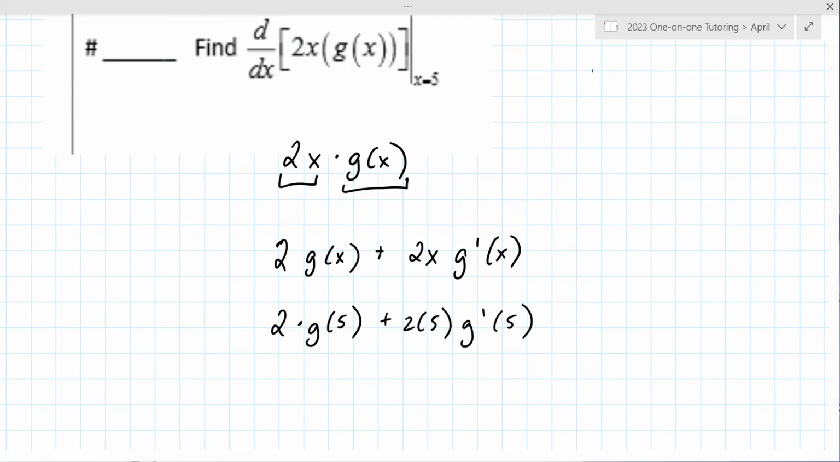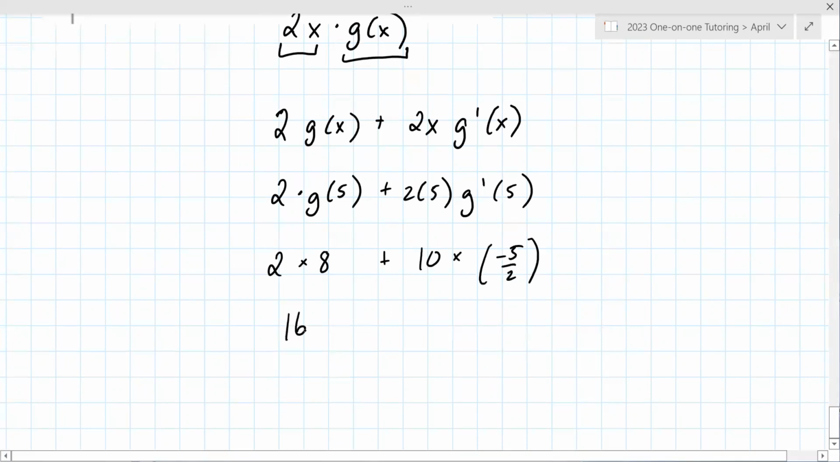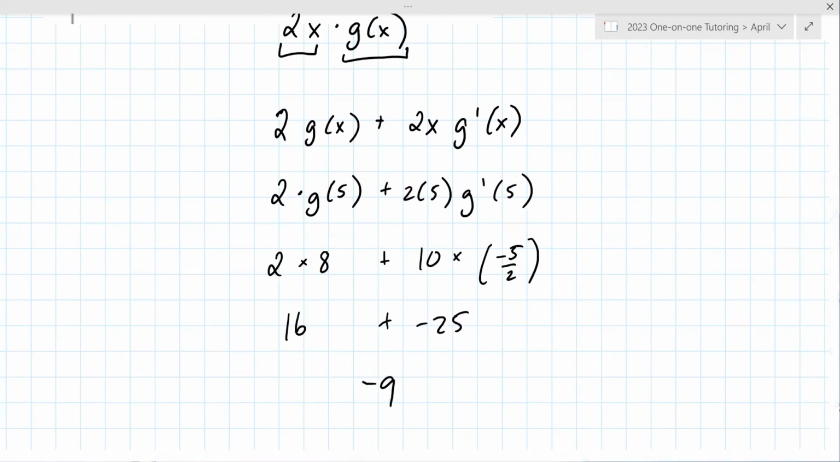Okay, and then you're going to go back to the table and G of 5 equals 8. That's 2 times 8 plus 10 times g prime of 5, which equals -5/2. Okay, so that's 16 plus -25, so -9. Okay.